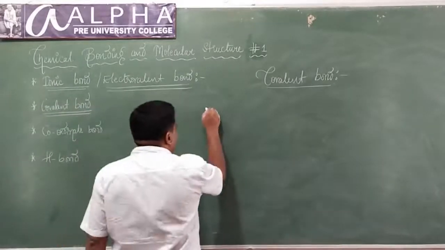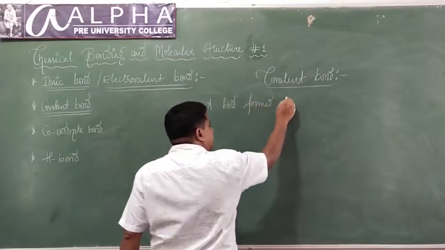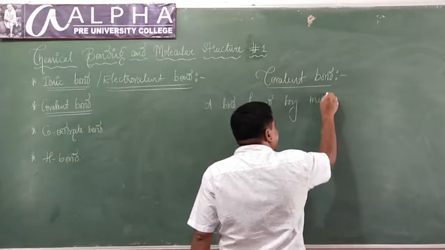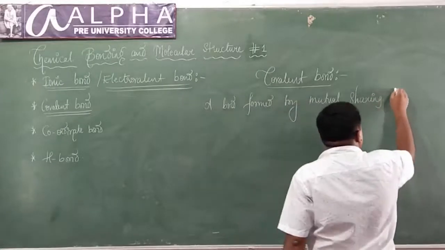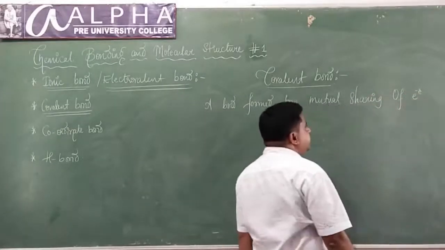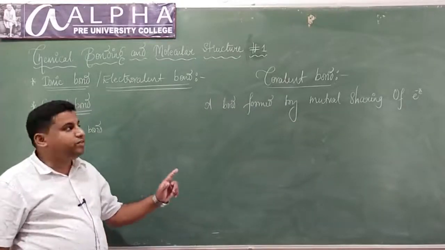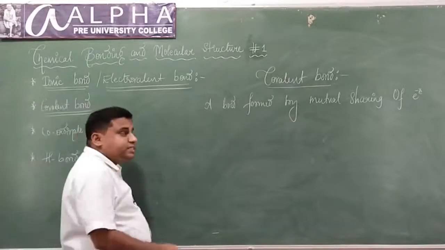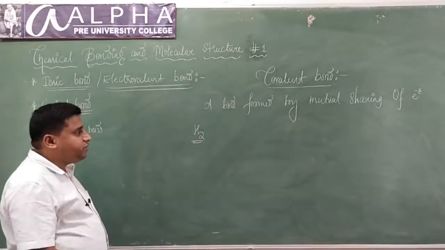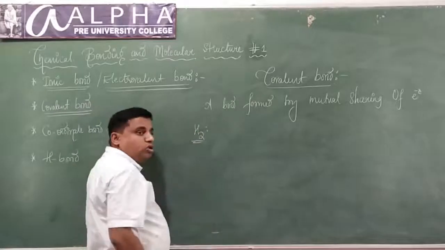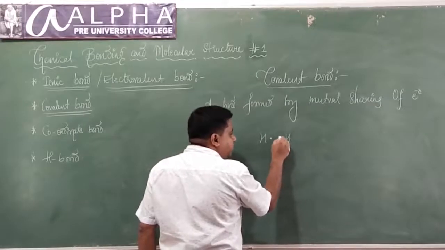Let me define. A bond formed by mutual sharing of electrons is called a covalent bond, isn't it? Let us take up the formation of hydrogen molecule. We have already discussed. How is hydrogen molecule formed? One hydrogen atom will share one electron and the other hydrogen will share one electron.